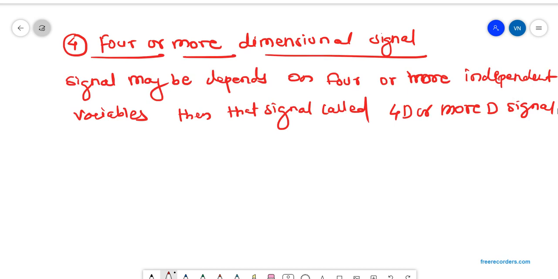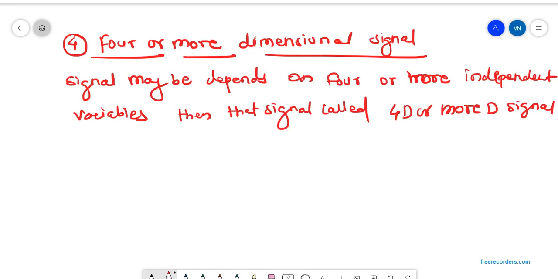But practically, the maximum we use is a three-dimensional signal. It's a rare thing that a signal depends upon four or more dimensions. But one-dimensional, two-dimensional and three-dimensional signals are practical things, and we generally require them for each and every application. Four and more dimensional signals are very rare, and practically it's not possible to define them. So this is all about the basic types of signal.